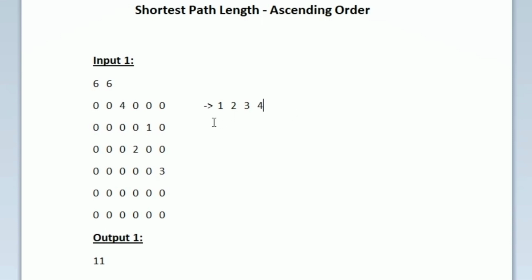And now we have to calculate the distance between every 2 points. That is, we have to take every 2 integers from this array and calculate the distance between those 2 integers in the matrix. So first we have to calculate the distance between 1 and 2, and then between 2 and 3, and then between 3 and 4. So like that we have to take every 2 integers and calculate the distance between them, and finally we have to print the total distance. So that will be our output.